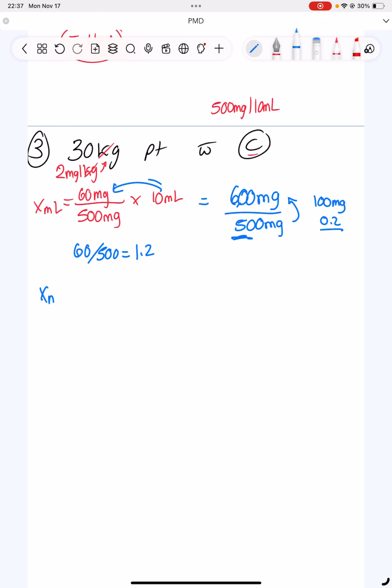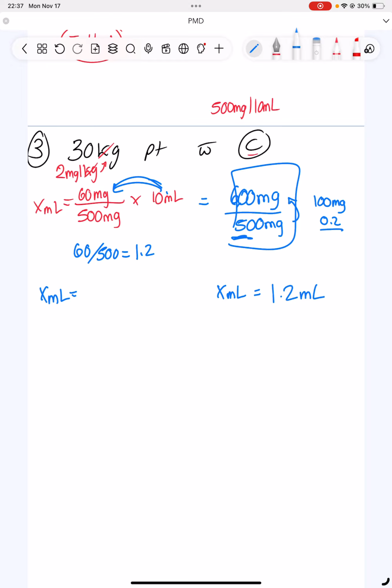So X milliliters would equal 1.2 times 10. Sorry, I'm doing this for 2 different ways. If you've already multiplied your 10 in, then you're done. You don't have a 10 left over anymore. It's gone. So in this case, when you do it this way, it's 1.2 milliliters.